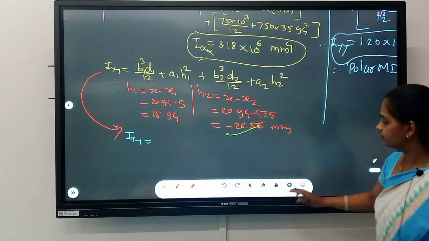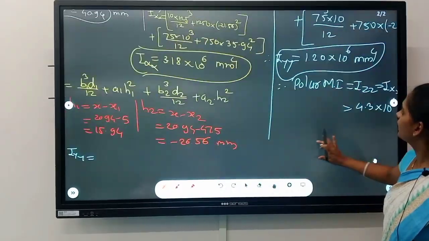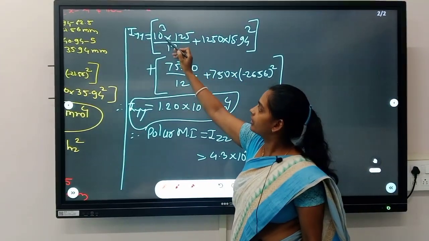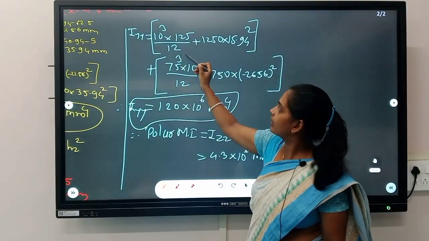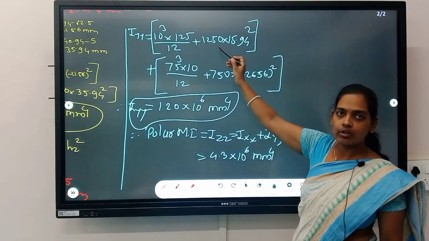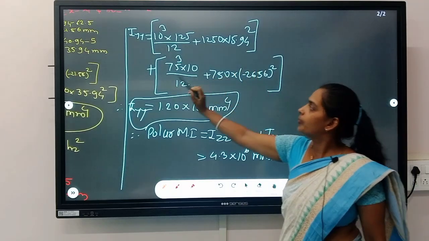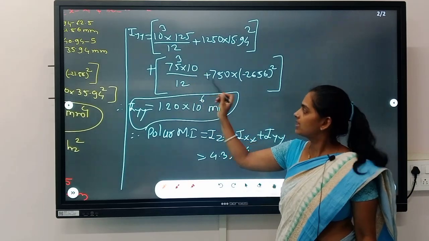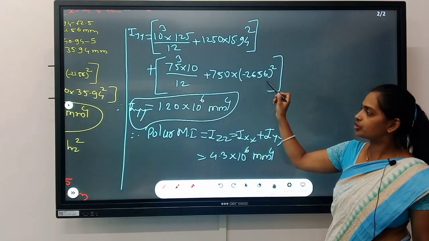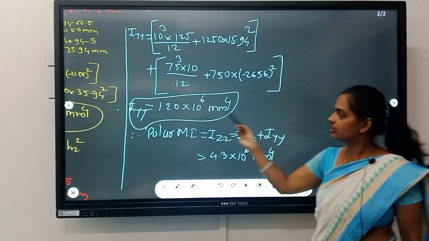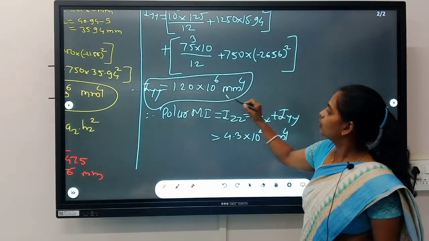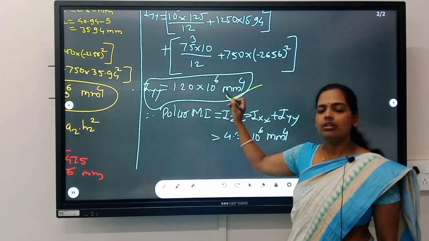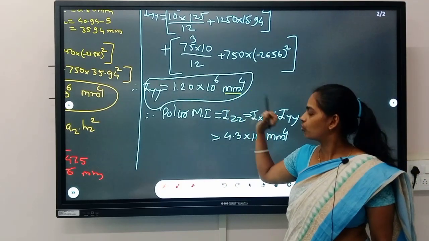And after putting into the formula for Iyy, we have this expression: Iyy is equal to 10 cube into 125 divided by 12 plus area of that particular rectangle into h1 square, plus 75 cube into 10 divided by 12 plus area of that particular rectangle into h2 square. So after calculation, the value becomes 1.2 into 10 raised to 6 mm raised to 4. Obviously, the unit for moment of inertia is mm raised to 4.